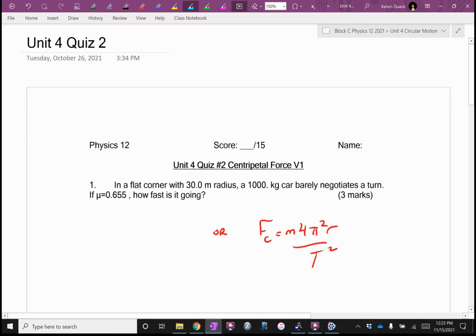And you'll know in the same way that last year FNet said you go straight to MA without a free body diagram. If I say the centripetal force is, I've done the free body diagram for you, you can go straight to FC equals MAC, whichever version it is. So there's going to be one of those on your multiple choice test. And let us jump in.